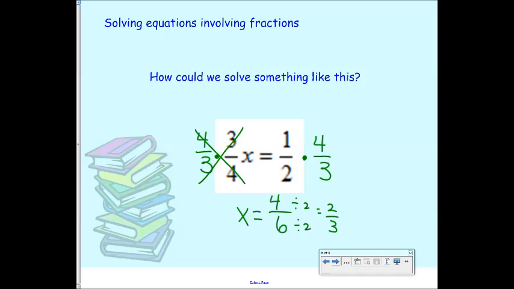I'm not that concerned about it, but when you take a grade cam or like your midterm or your EOC, most often answer choices are going to be reduced. So you need to be able to do that just because otherwise if you don't see 4/6 as an answer choice, you need to be able to recognize that 2/3 is the same as 4/6.